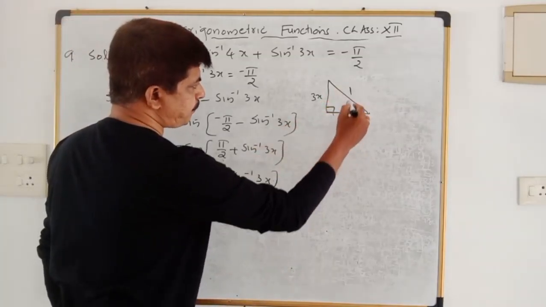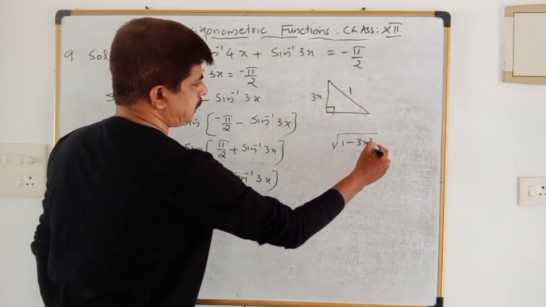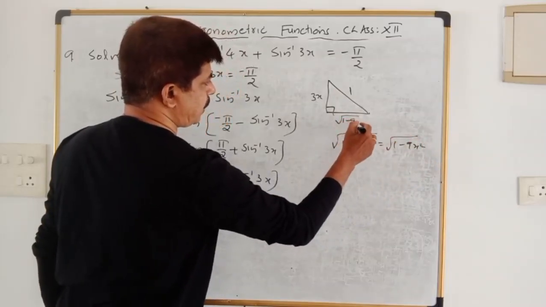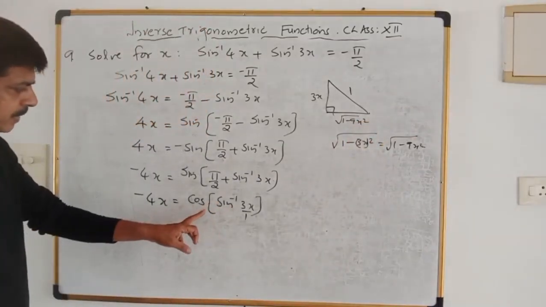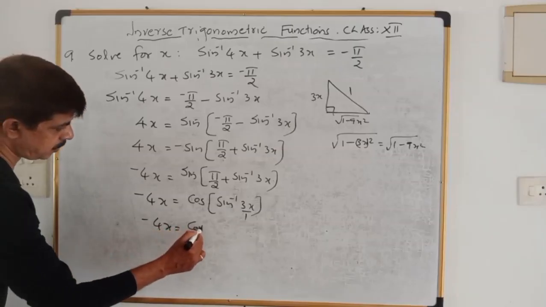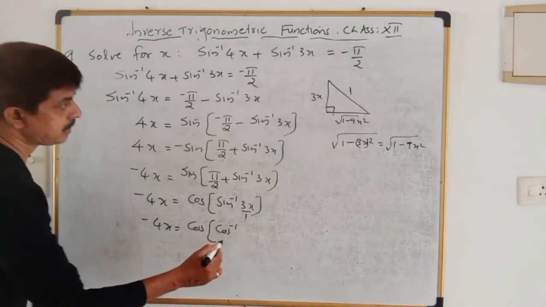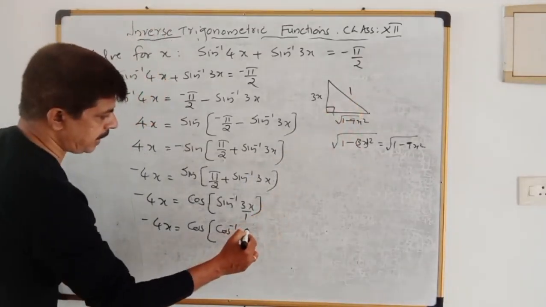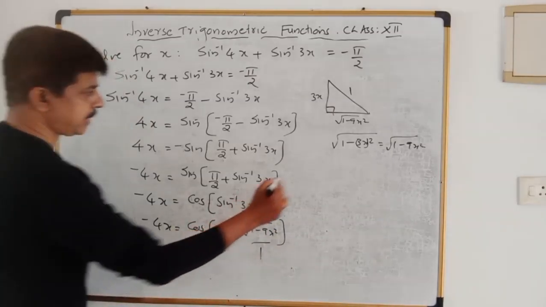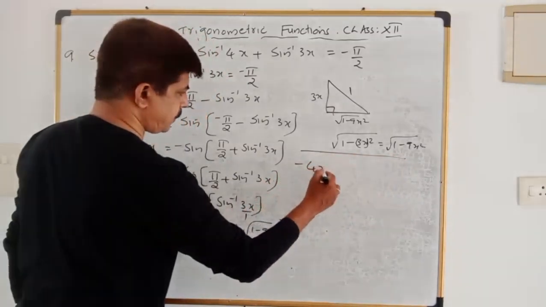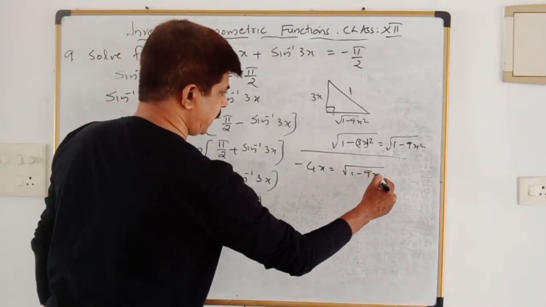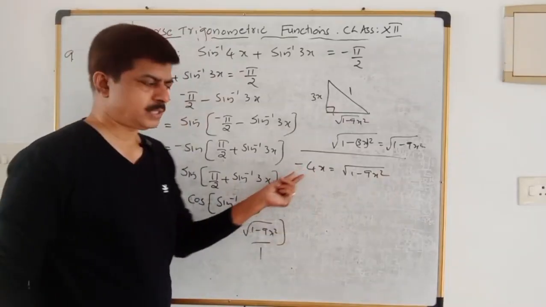So the third side becomes root of 1 minus 3x square, which is root of 1 minus 9x square. We got the third side as root of 1 minus 9x square, so we want to express it in terms of cos inverse. So minus 4x is equal to cos of cos inverse. What is the cos ratio? Adjacent by hypotenuse, root of 1 minus 9x square by 1. So cos of cos inverse becomes root of 1 minus 9x square.